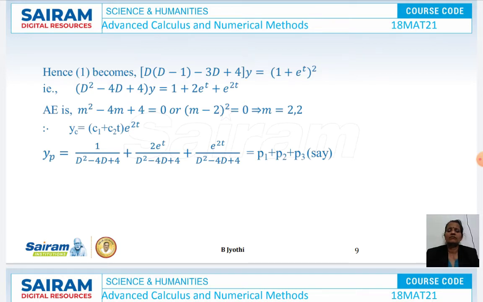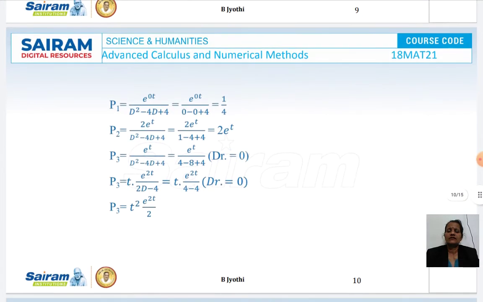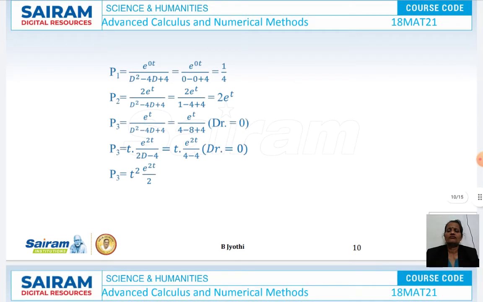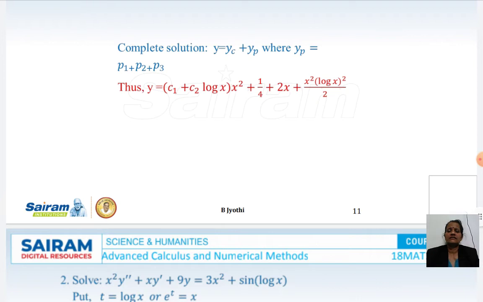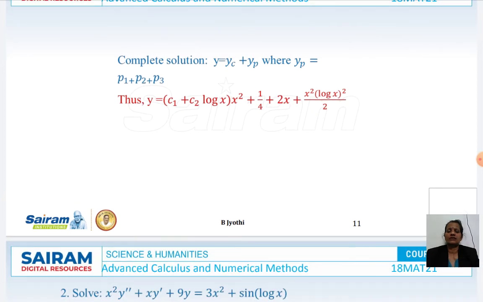Let us name them as p1, p2 and p3. So p1 is given by 1 by 4, p2 is given by 2 e to the power of t, and p3 is given by, the denominator will be 0, therefore we will replace that by differentiation of this denominator and multiply by t. Once again it will become 0, then again we will multiply t to the numerator and differentiate the denominator. Thereby it reduces to t square into e to the power of 2t by 2. The complete solution hence will be equal to yc plus yp.